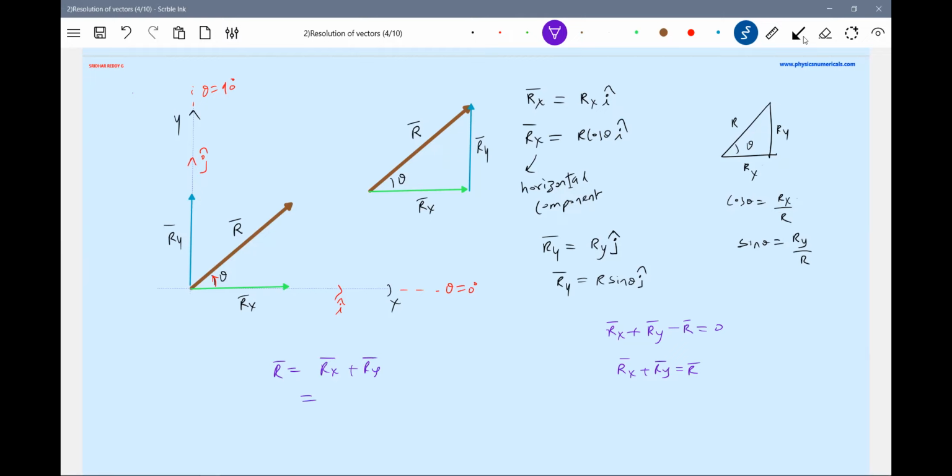Further, what is Rx equal to? R cos theta i cap. What is Ry? R sin theta j cap. This is R bar. So look at the vector R bar. This is the horizontal component of vector R bar, and this is the vertical component of vector R bar. So what should we call Ry?